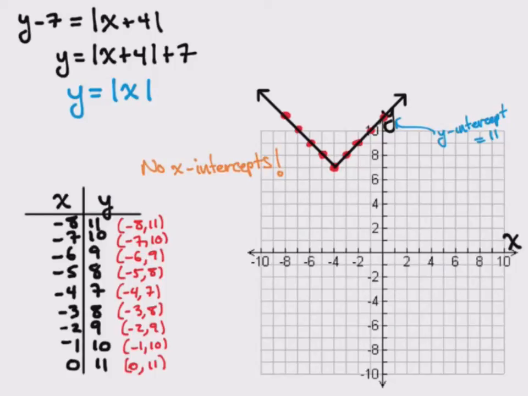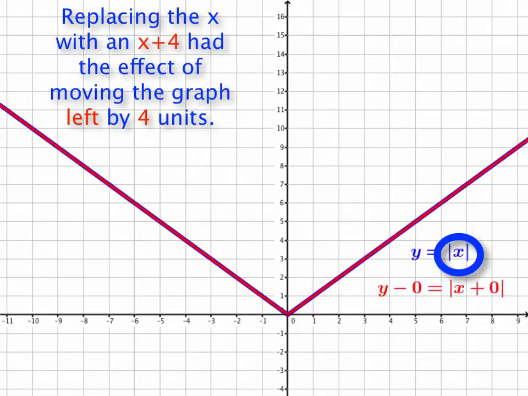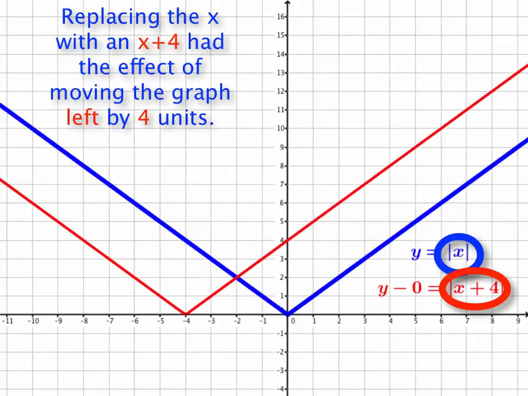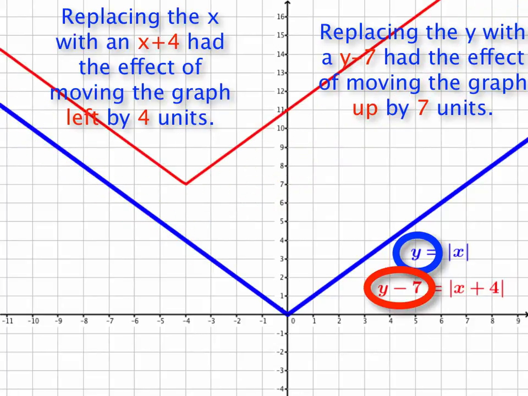Alright, so here's our graph. Of course, it has the exact same shape as y equals the absolute value of x, but replacing the x in the equation with an x plus 4 had the effect of moving our graph to the left 4 units, and replacing the y with a y minus 7 had the effect of moving our graph up 7 units. So again, just combining a horizontal shift by replacing x with x plus 4, and a vertical shift by replacing y with y minus 7.